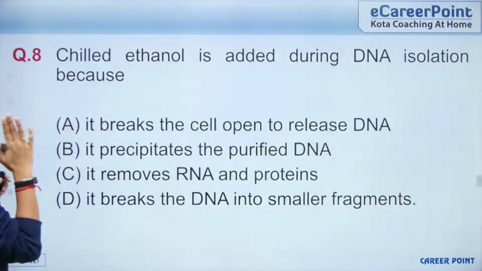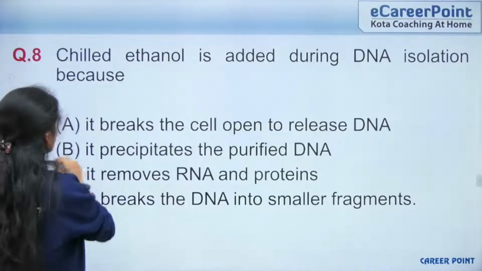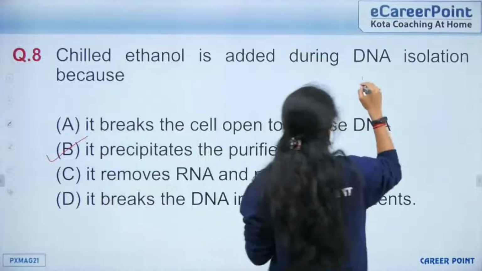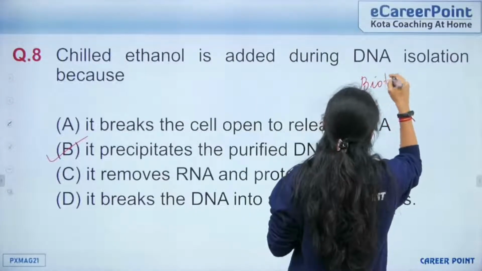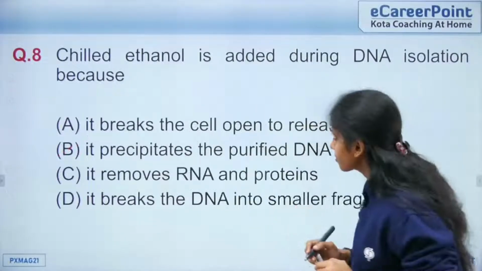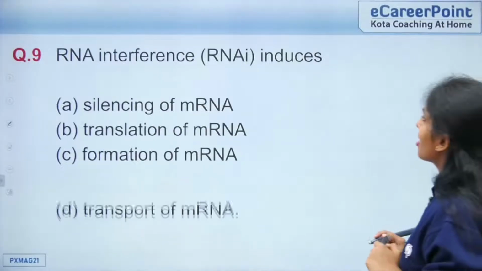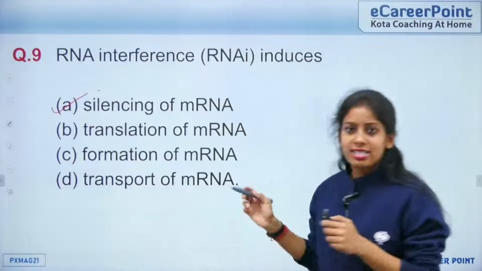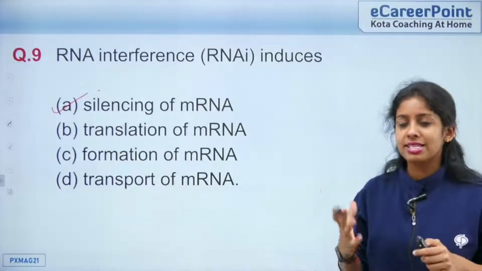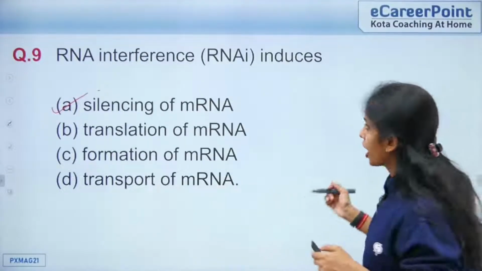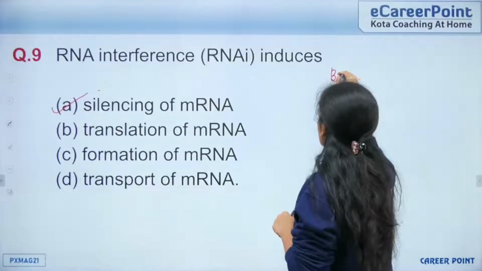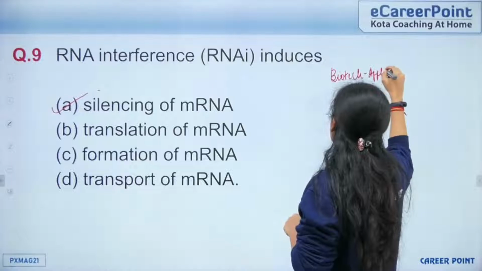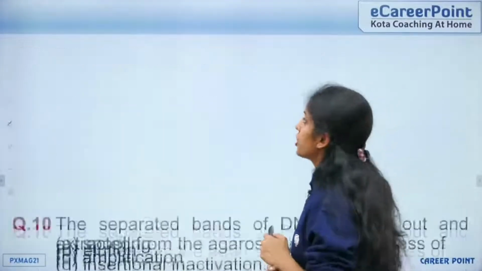Chilled ethanol is added during DNA isolation because it precipitates the purified DNA. This is again from the same topic, biotechnology, principles and process. Question 9: RNA interference includes silencing of an mRNA, right? It's a type of gene silencing mechanism and a type of defense mechanism in eukaryotes. This comes from biotechnology and its applications. Okay, so here we move forward.